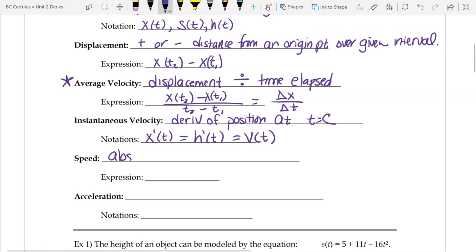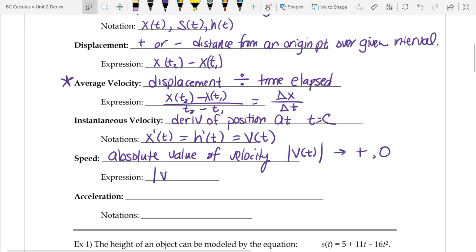Speed is always the absolute value of velocity. Always, always, always. So it's the absolute value of v of t, which means it's positive or zero, but never negative. Speed cannot be negative. So your speed is the absolute value of v of t.